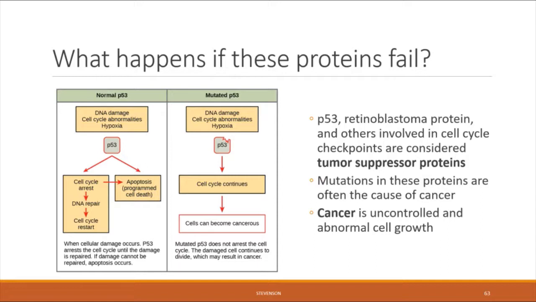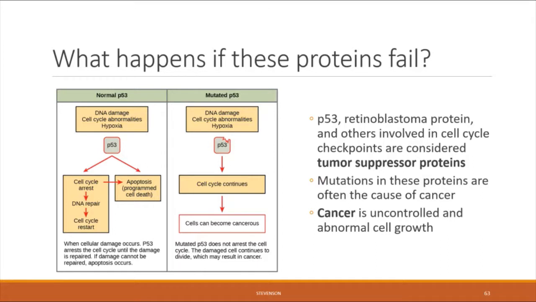All of these proteins are considered to be a class of proteins called tumor suppressor proteins. And that's because they control the cell from replicating under bad conditions. This means that problems with p53 or problems with retinoblastoma protein or any other tumor suppressor protein can result in cancer, which is defined as uncontrolled and abnormal cell growth.